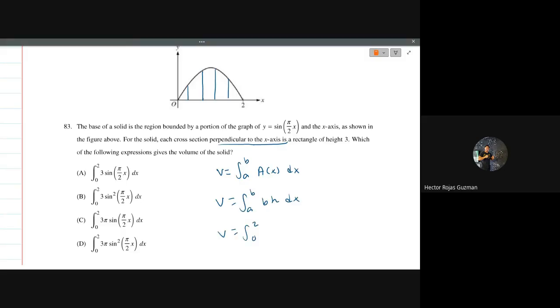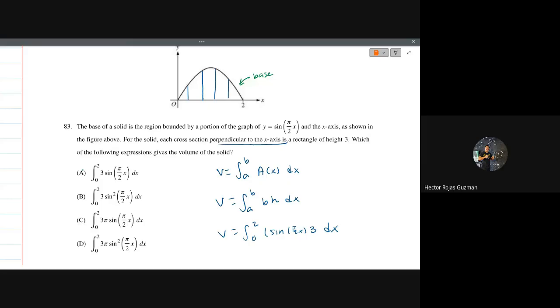My limits of integration seem to be from 0 to 2. Every single line that I did over here for my cross sections is the base. It's the base of each rectangle. So the base is sine of pi over 2 x. The height is 3. So the answer is A.